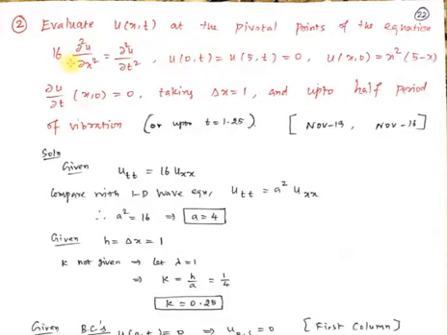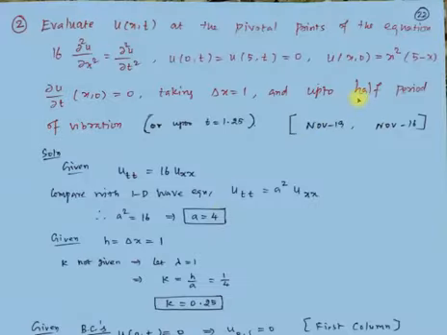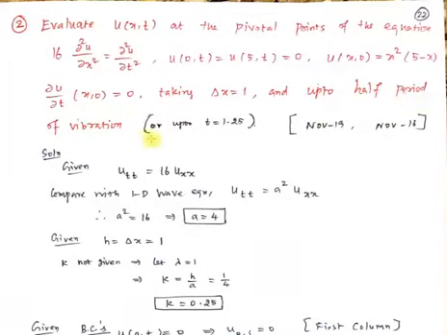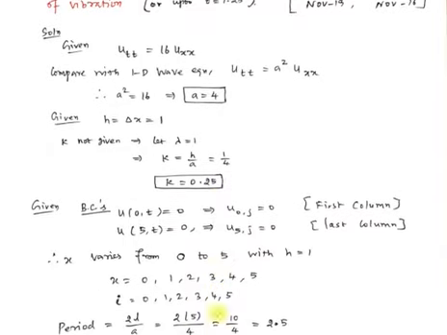Here UTT equal to 16 UXX. So a squared equal to 4, given h equal to 1. Here up to half period of vibration, or up to t equal to 1.5 anyhow. h is 1, k is not given. So it is calculated by k equal to h by a. So k equal to 0.25.